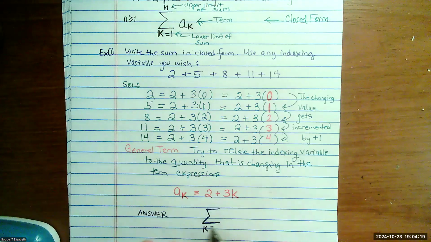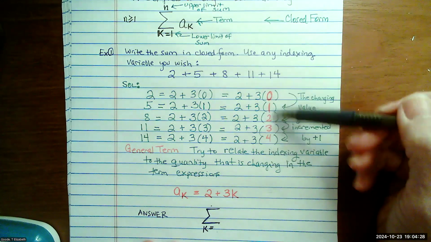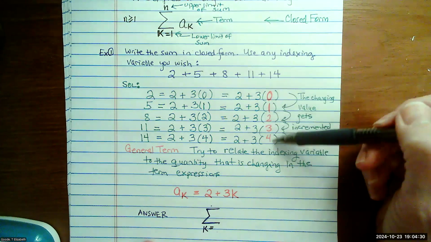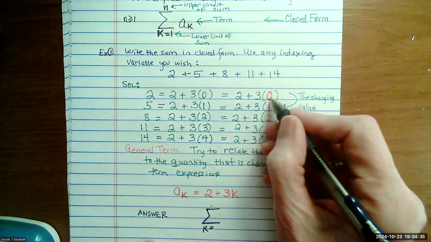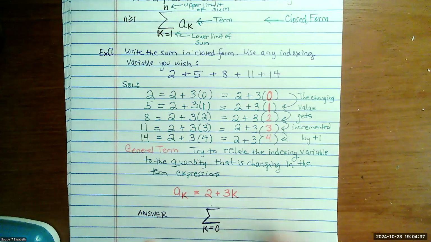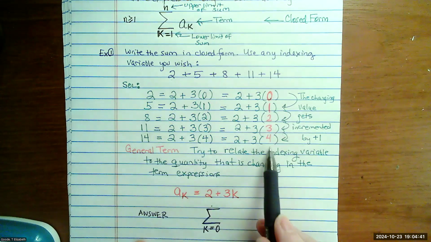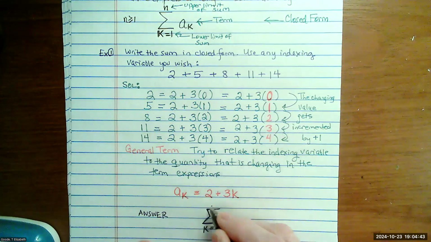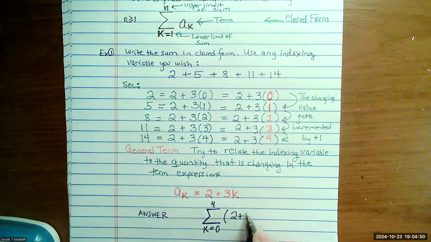And we're going to have to figure out the lower limit and the upper limit. So we just look and see what values k took on. So what would be our lower limit? K equals 0. Yeah, k started at 0. Fantastic. And then what is going to be our upper limit? Because we went up to 14. We showed them all. 4. Good. And then we write the a sub k expression right here.